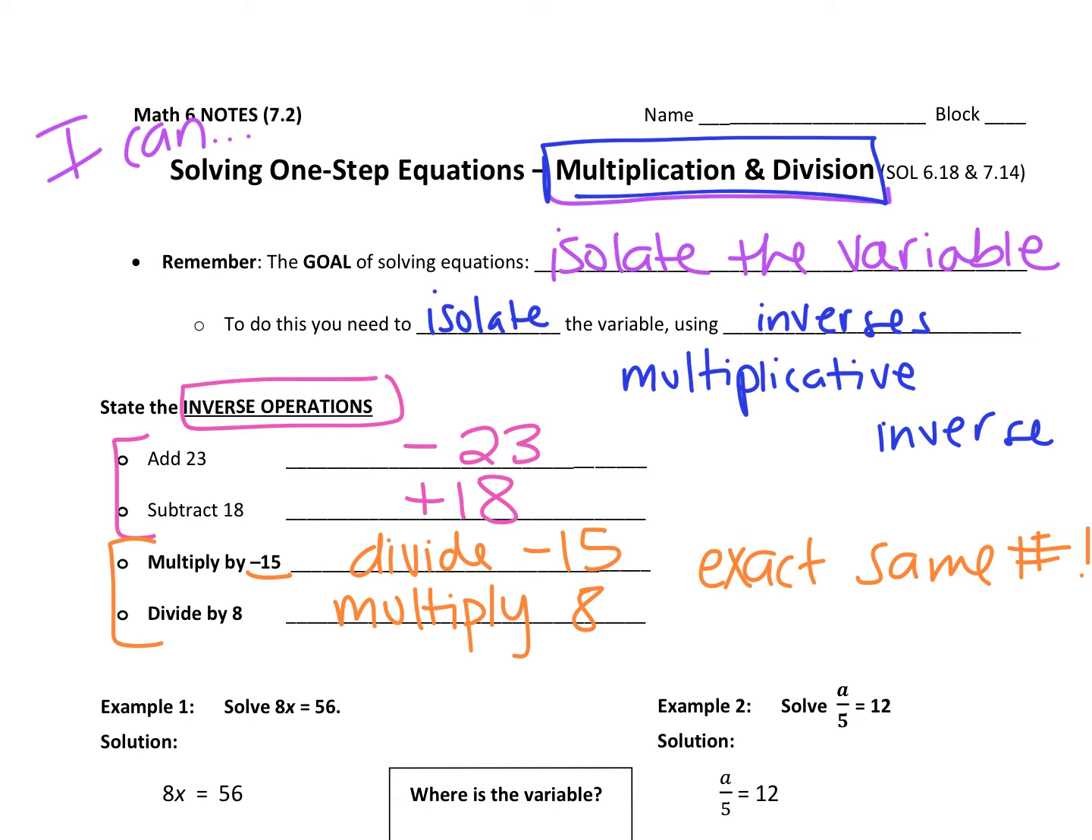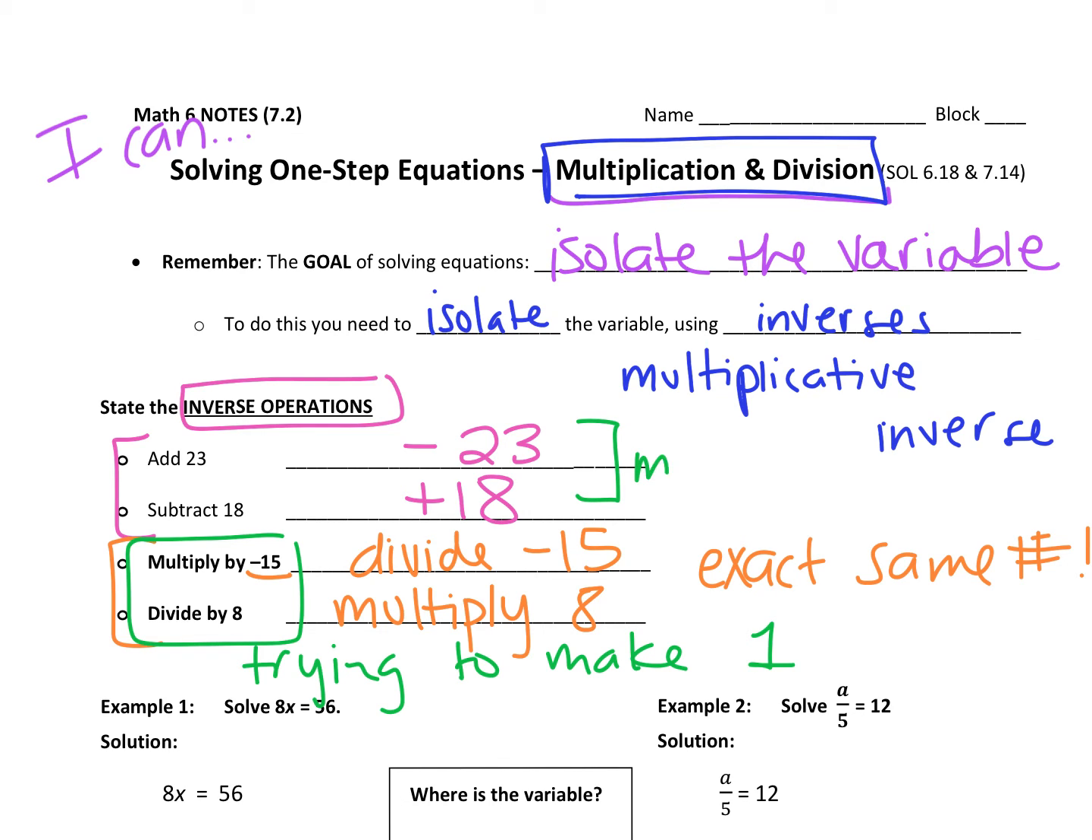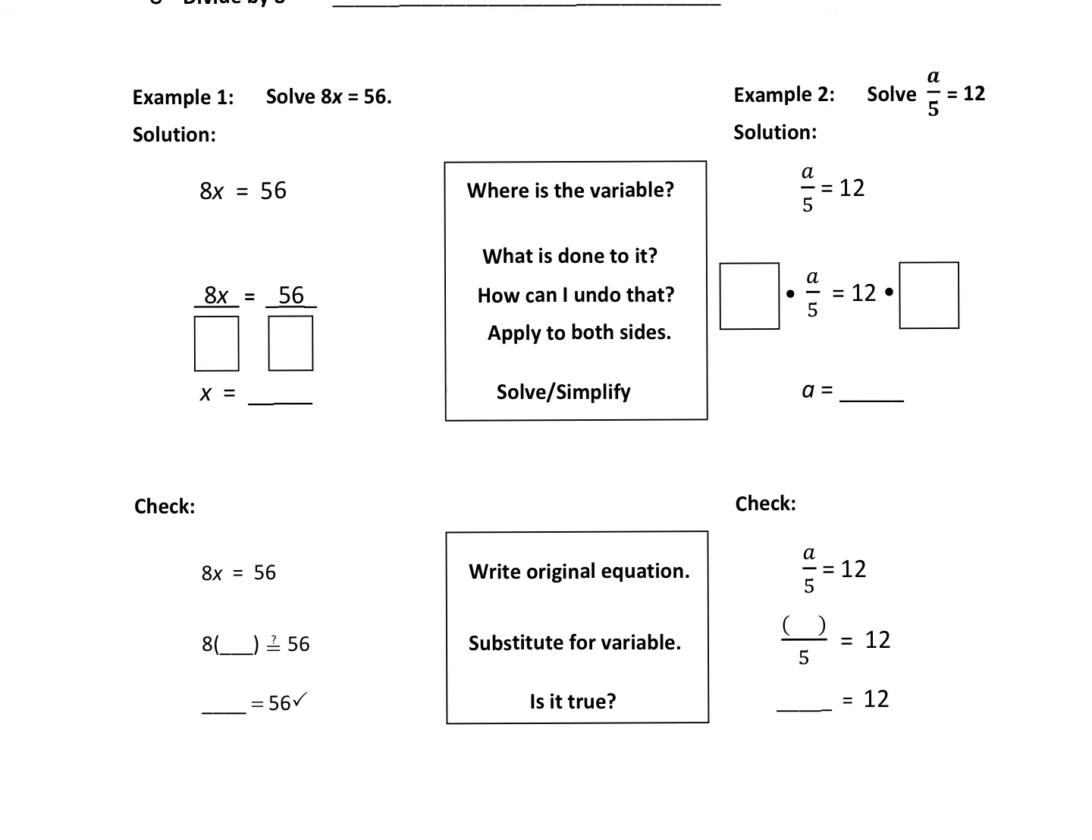And why we are doing that is because we are trying to make 1. When we multiply or divide, instead of making 0, like adding and subtracting, we're trying to make 1. We need a 1 in front of that variable in order to solve. Unlike when we added and subtracted, we were making 0. Okay, so there's a little difference when we multiply and divide. We have 2 examples to work through.